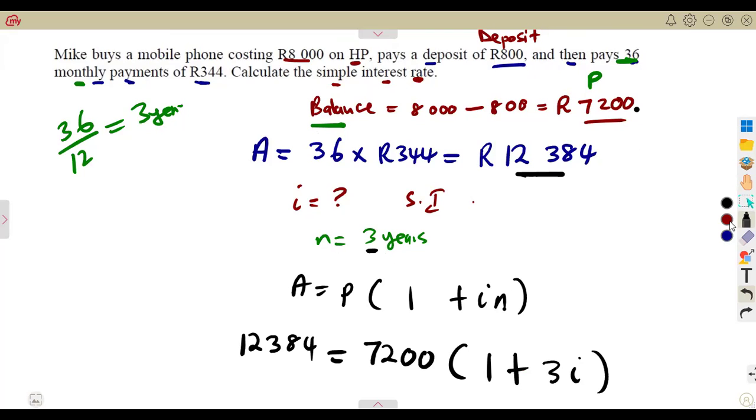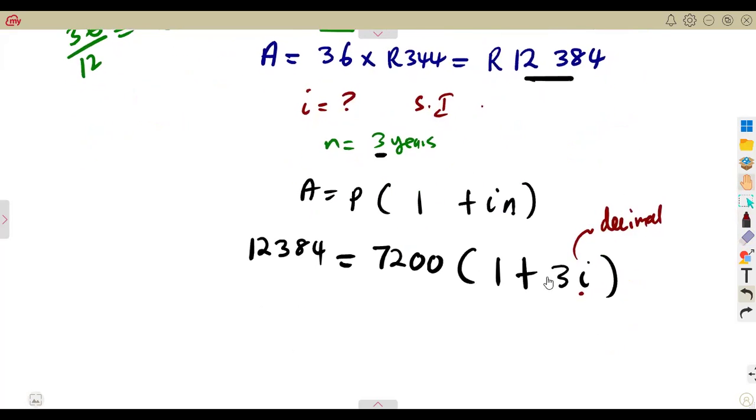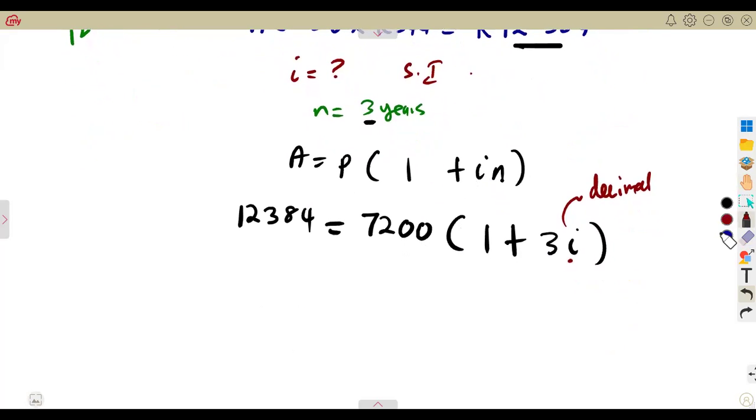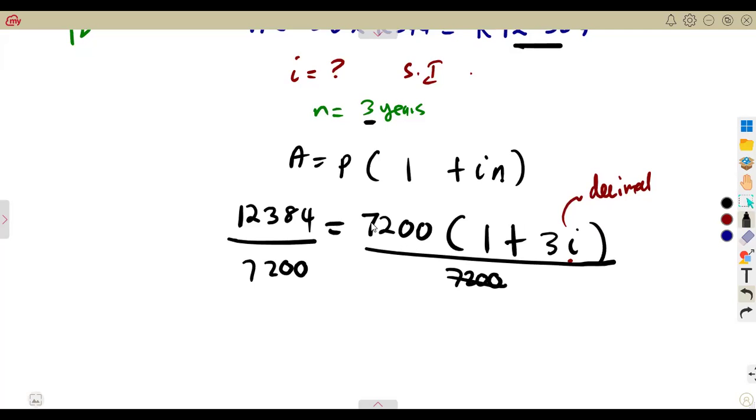Remember, this I that we are given here was written as a decimal. When you substitute there, it was a decimal, because the given percentage was divided by 100. And I talked about this, that you have to multiply by 100 on your answer. So divide by 7,200 on both sides. This is going to give us an exact decimal. Like I said, if the decimal that you obtain ends, that's an exact decimal, as it is.